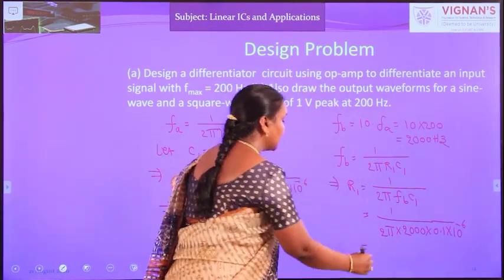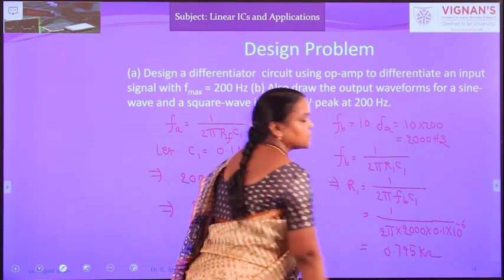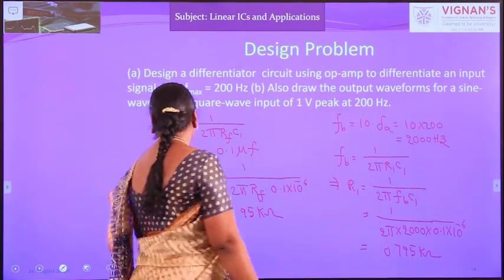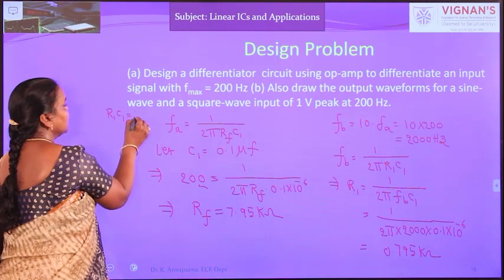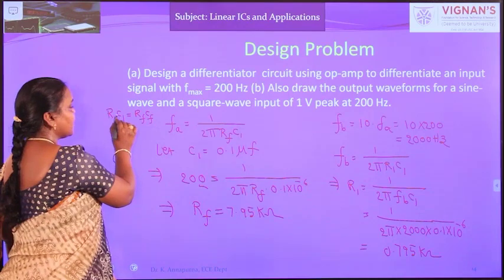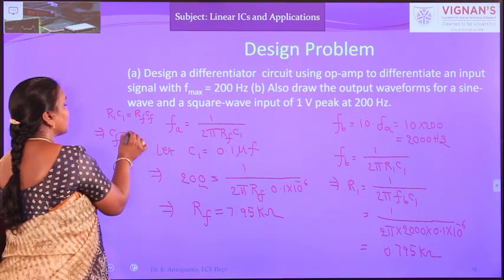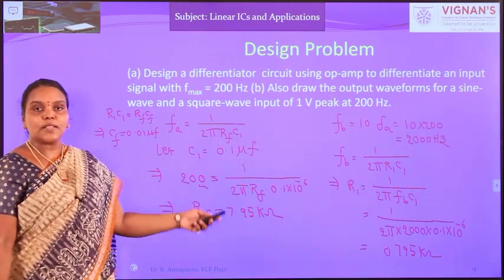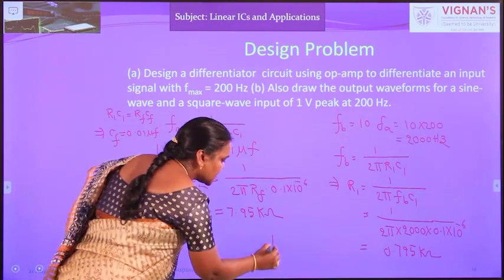So it will give you 0.795 kilo ohms. And next, the last value you have to find is CF. So how to find CF? R1 C1 is equal to RF CF. Already you know C1 value, R1 value, RF value. So from that you can find the CF value. It is 0.01 microfarads. Okay, after finding all these values, you need to draw the circuit and place these values.